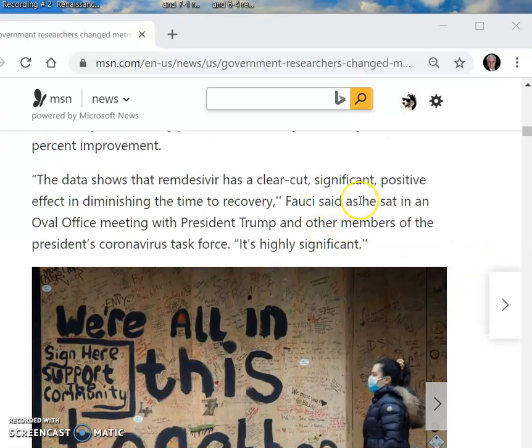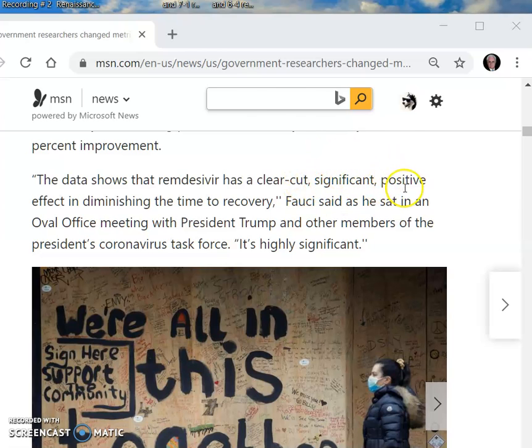Now, Dr. Fauci makes a very conclusionary statement. A conclusionary statement is where you just draw a conclusion. You don't justify it or give the rationale or the evidence. You just state the conclusion. And he says the data shows that remdesivir has a clear-cut, significant positive effect.